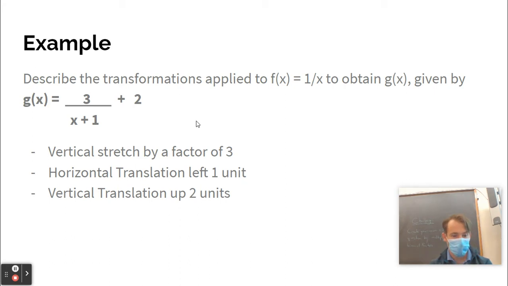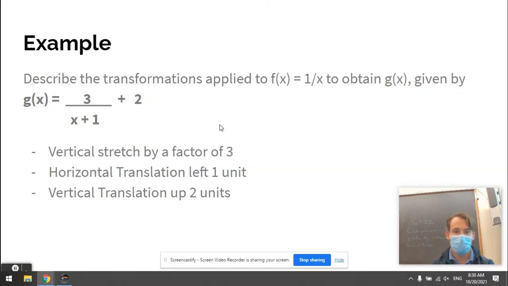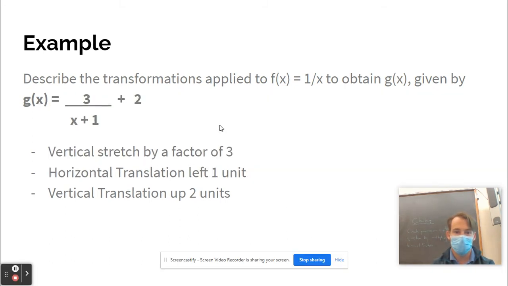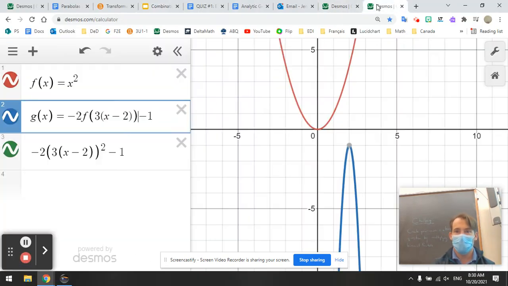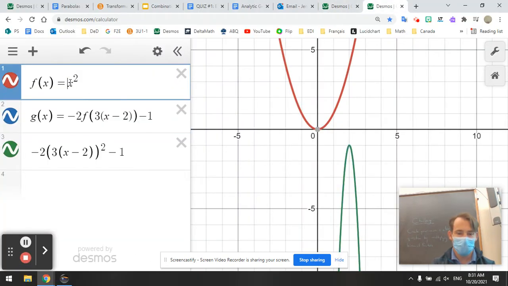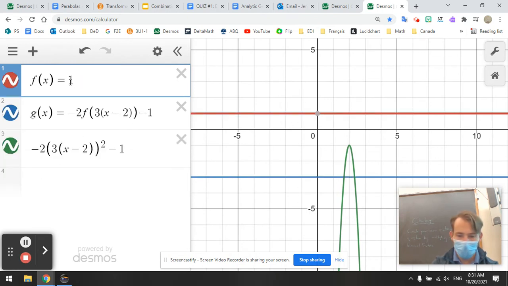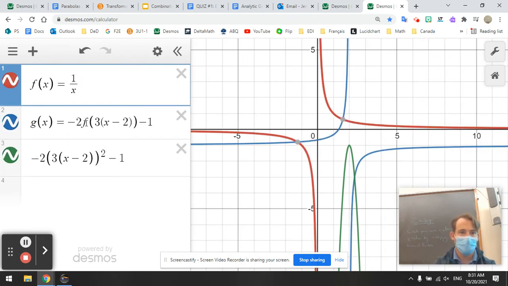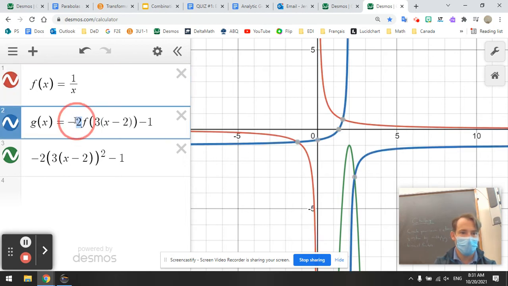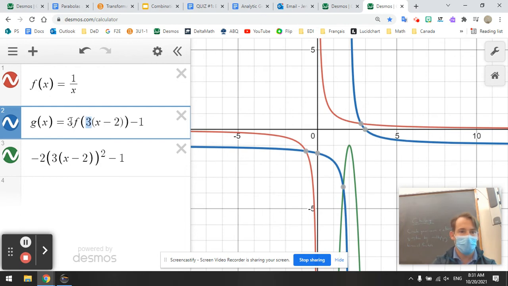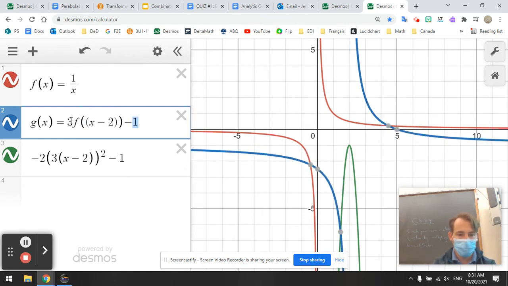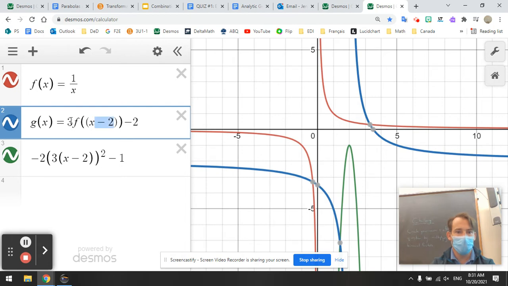So let's take a look at these functions as well in Desmos. Where is it? Oh, it's right there. So I have to go escape and then go in here. Here is my function, 1/x. Oops. There we go. 1/x is my parent function. And we said we wanted the function, this is 3 times that function, with it moved up by 2 and over by 1.